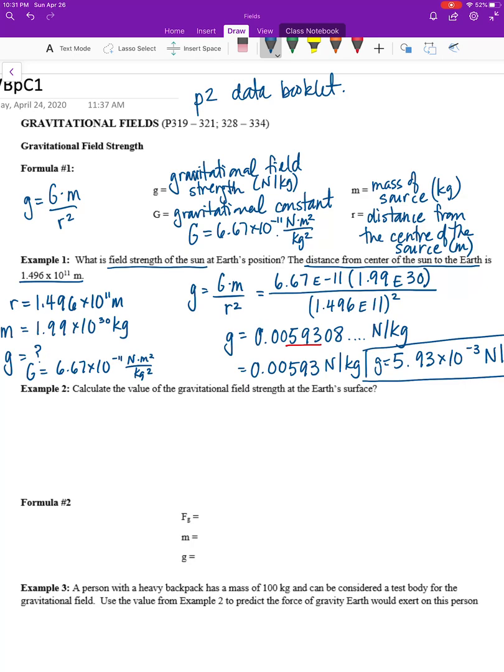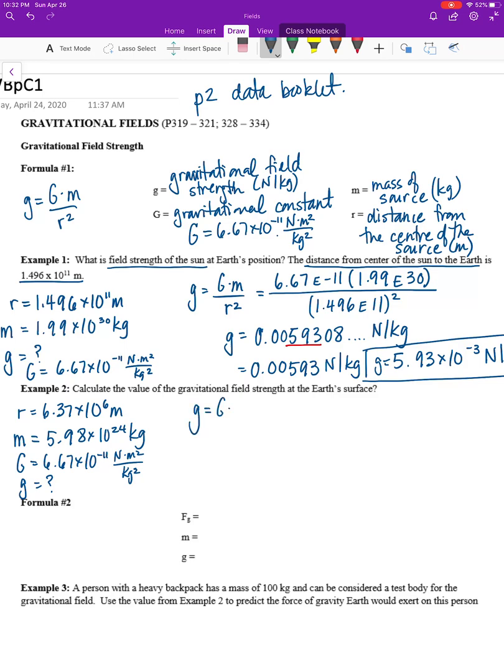If you take a look on page 2, you will see that the distance from the center of the Earth to the surface, or the radius, is 6.37 times 10 to the 6 meters. The mass of the Earth is 5.98 times 10 to the 24 kilograms. And capital G is always a constant, 6.67 times 10 to the negative 11 Newton meters squared per kilogram squared, and they want us to solve for gravitational field strength, or that little g. So again, here we go. Always write down your original equation.